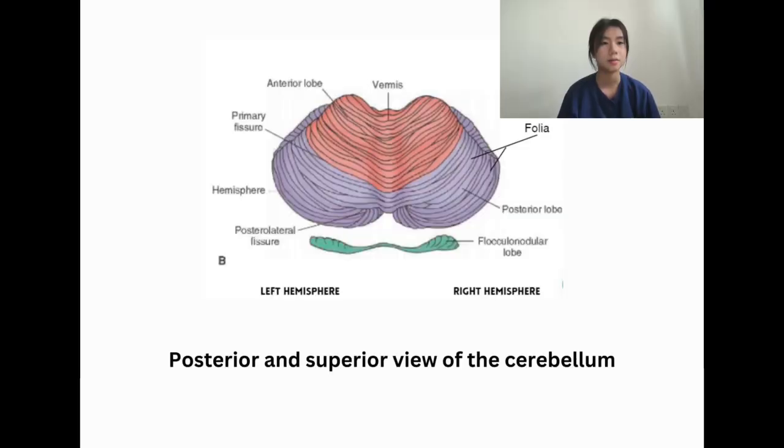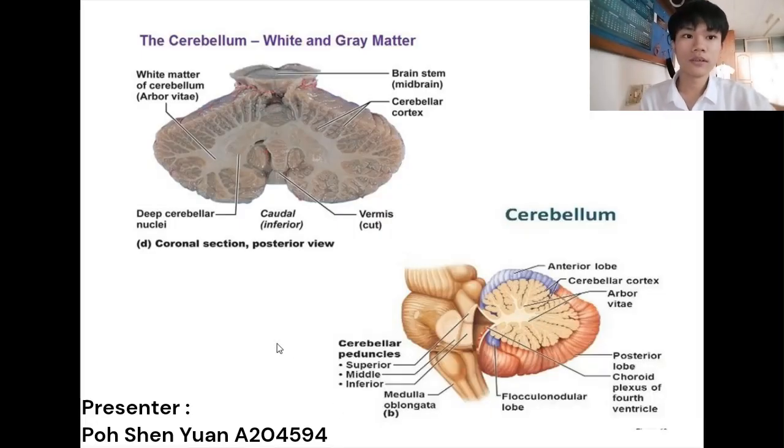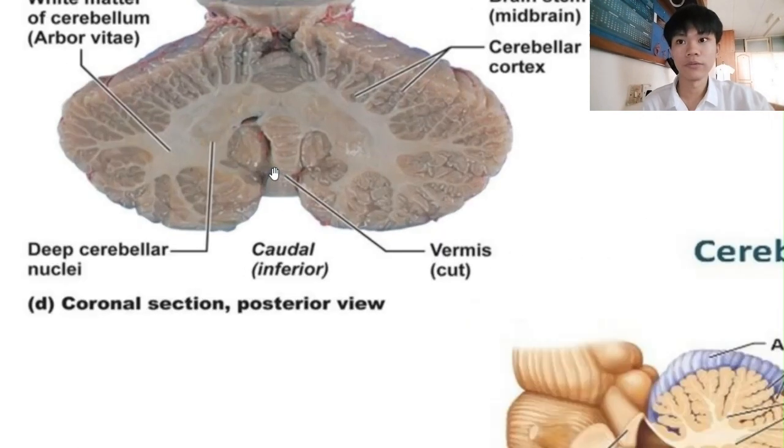Let's look at the cerebellum from another perspective. As shown in the pictures, the cerebellum is mainly divided into two hemispheres, called the left hemisphere and the right hemisphere. You can also see the lobes and the fissures we mentioned earlier in this picture. In addition, there are also the vermis and the folia on the cerebellum. So now let's look at the coronal section of the cerebellum from the posterior view.